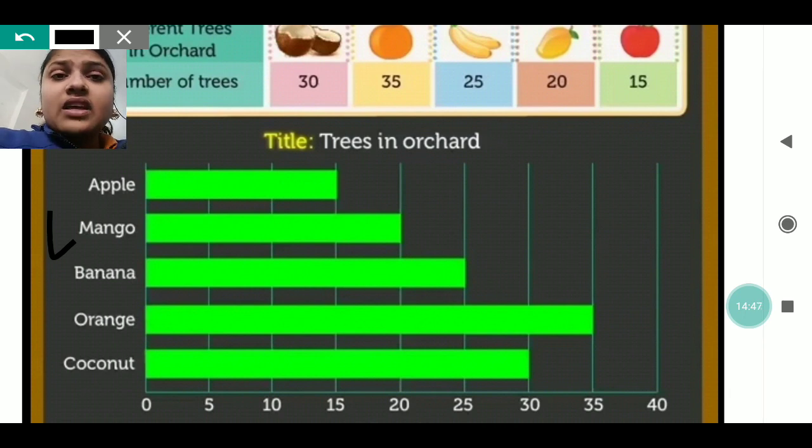According to the number of things given, only then will the bar be drawn and represented. So coconuts are 30, so the bar will go till 30.